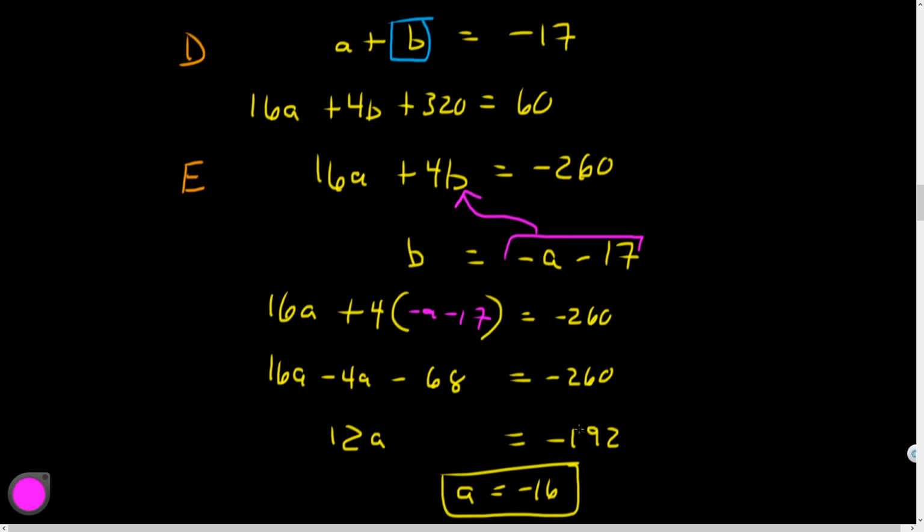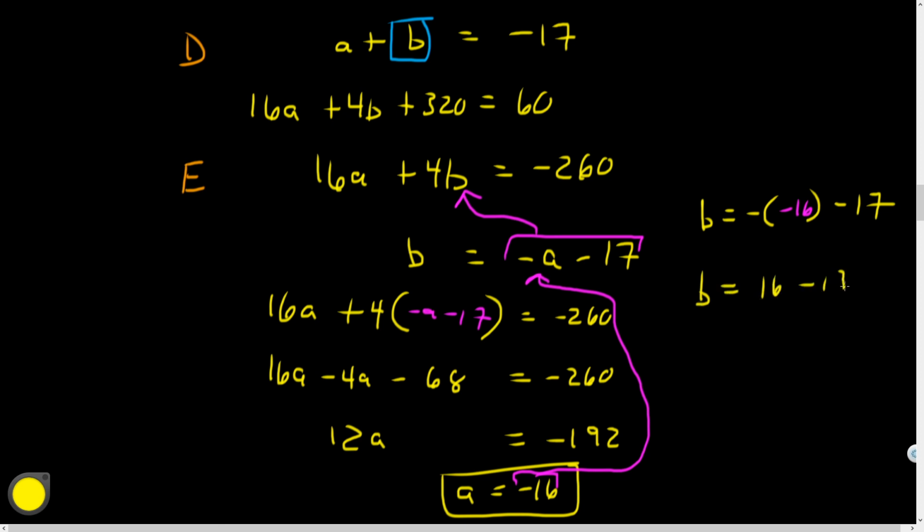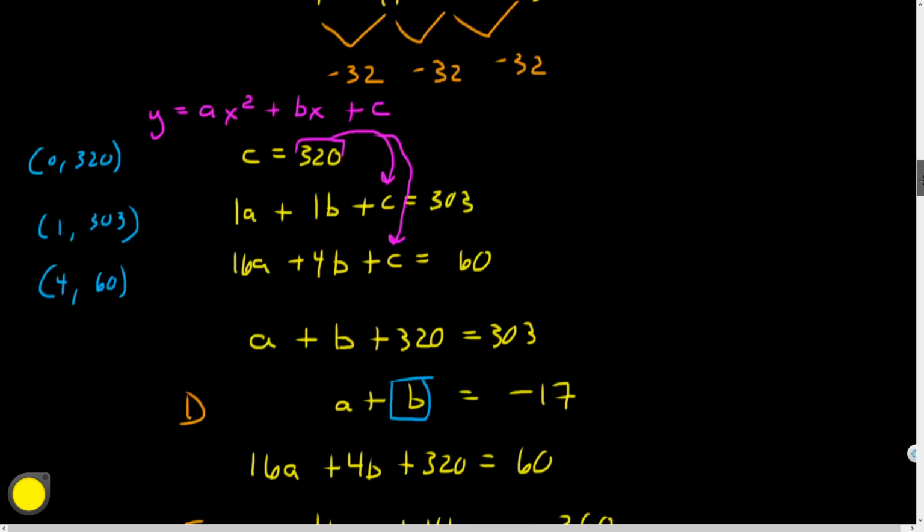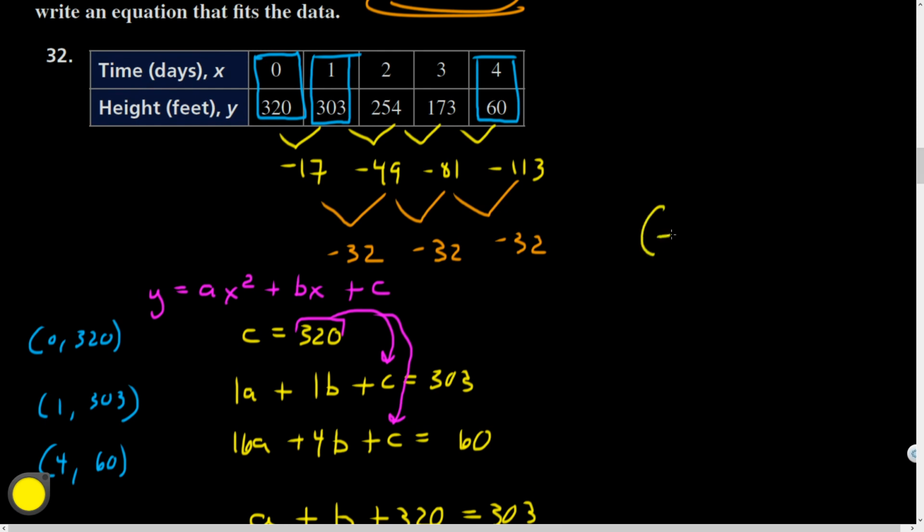And so now that I know A, I could plug this in here, and I'd get B equals the opposite of that, minus 17. And so B equals positive 16 minus 17. And so B equals negative 1. And so negative 16, negative 1, and 320. And so the equation is y equals negative 16 x squared minus x plus 320.